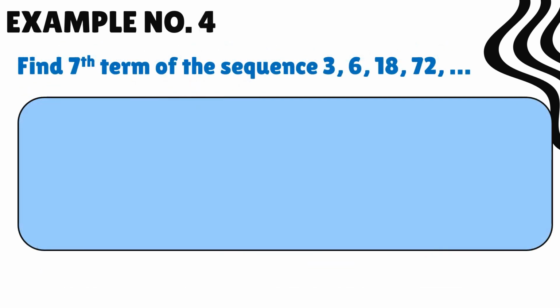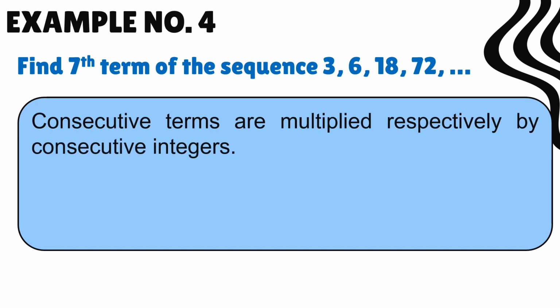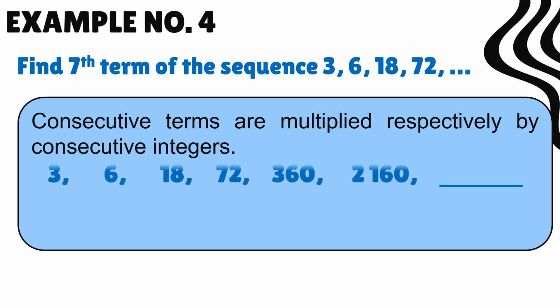Number 4. Find the 7th term of the sequence 3, 6, 18, 72, and so on. Again, this is not an arithmetic, geometric, nor a Fibonacci sequence, but just like the Fibonacci sequence, it has a unique way of identifying terms that still gives rise to other patterns. Let's observe. Consecutive terms here are multiplied respectively by consecutive integers.